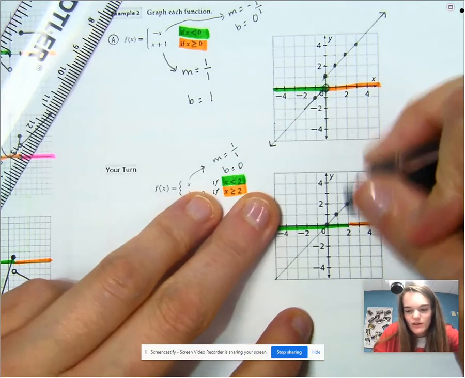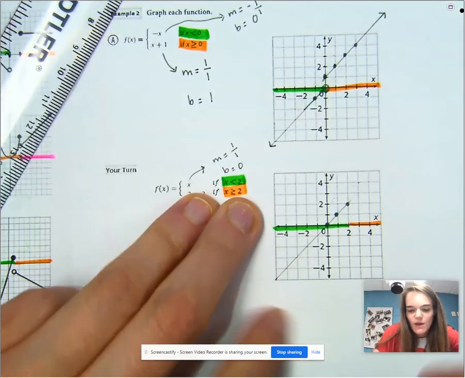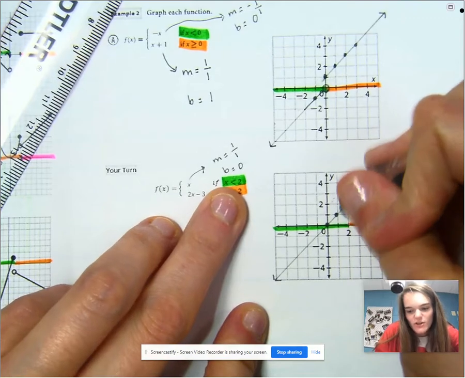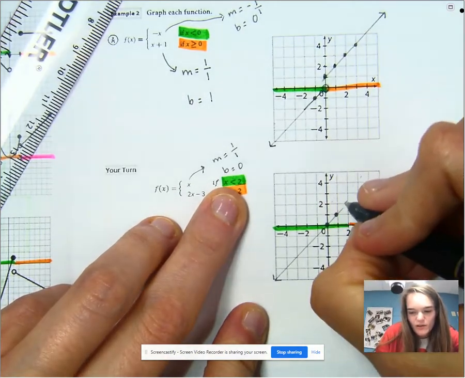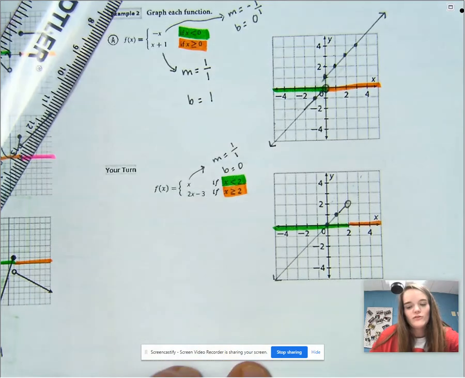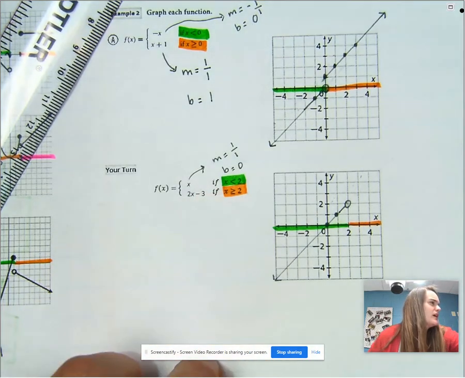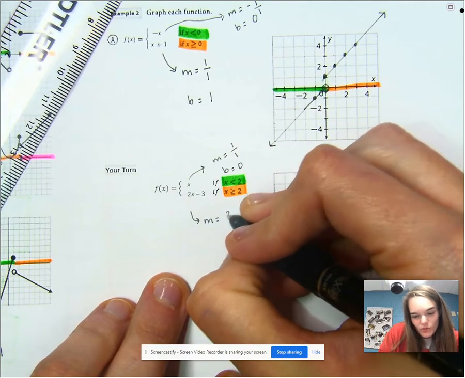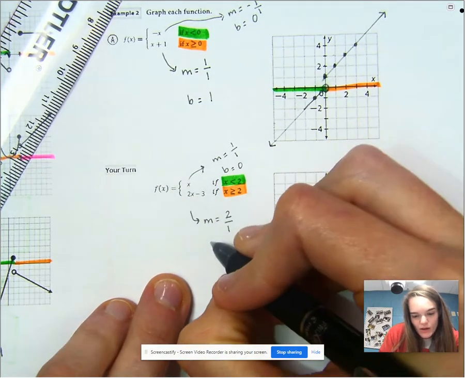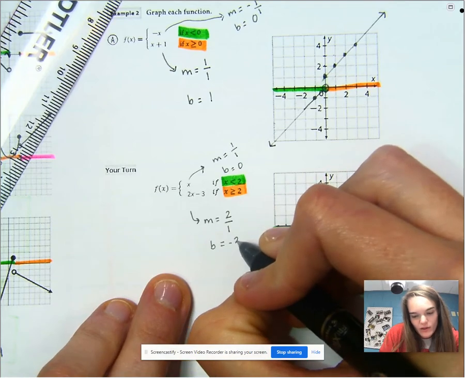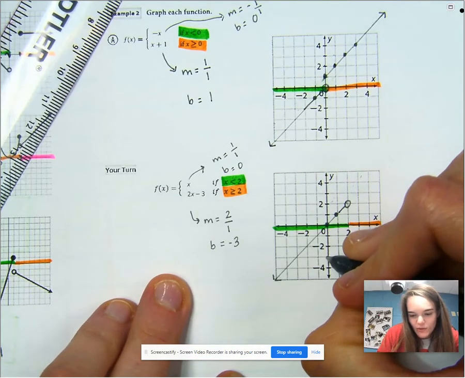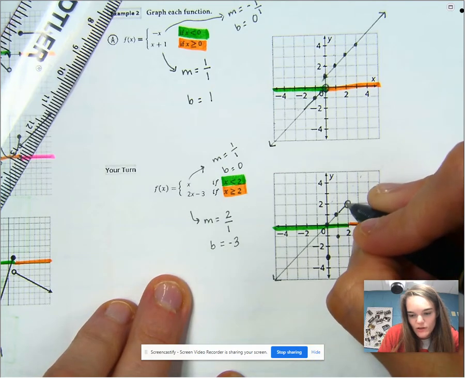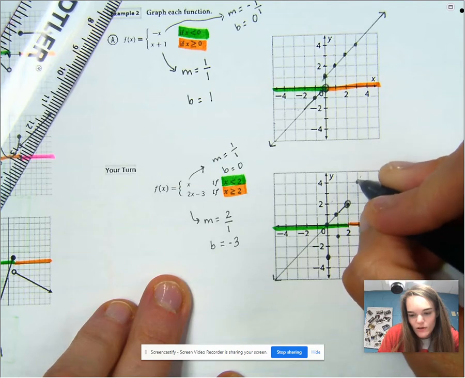This is not less than 2. Put an arrow. Now, since this is not or equal to, we should have an open circle right here. There's the first portion. Let's graph the second one. In this one, the slope is 2 over 1. The y-intercept is -3. So put a point on -3 and go up 2 over 1, up 2 over 1, up 2 over 1, and connect.